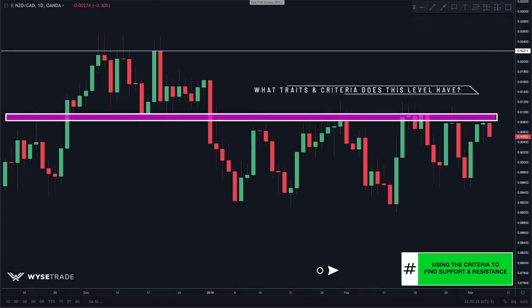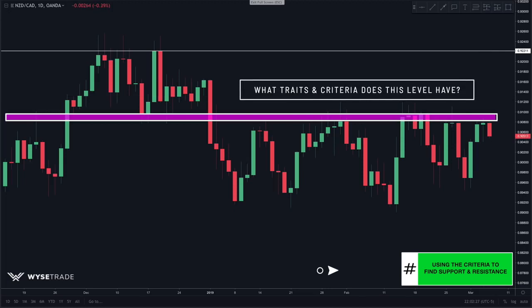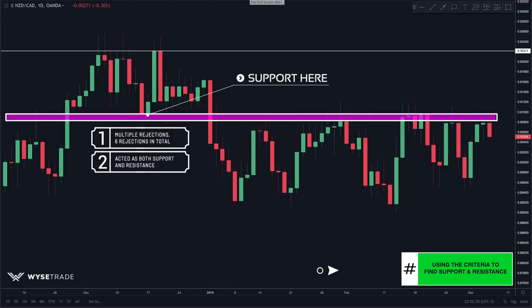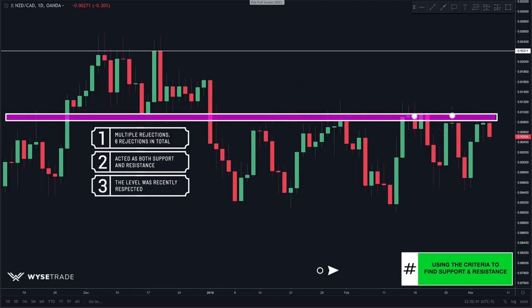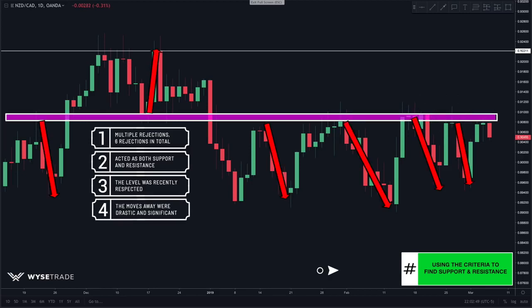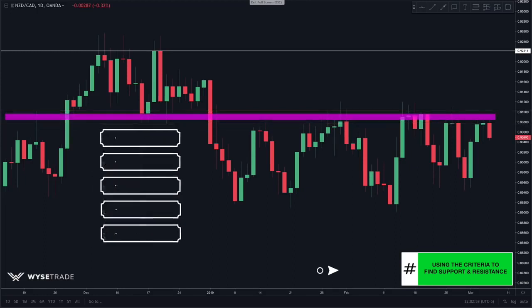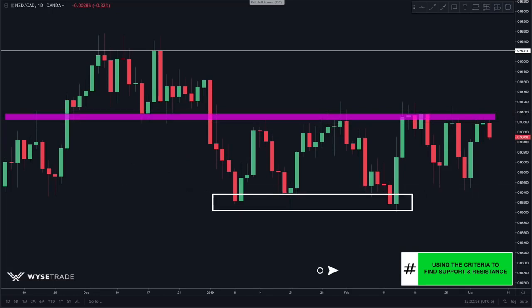So again, what traits and criteria does this level have that makes it a good level? 1. There are multiple rejections of this level, a total of 6 rejections. 2. This level has acted as both support and resistance. 3. The level was recently respected, meaning it is still valid in a current time period. 4. The moves away from this area are drastic. And 5. The level is fairly obvious, as you should have been able to see the reversals from this area very quickly. Now, moving on down, we spot the 3 rejections here and draw in another level.